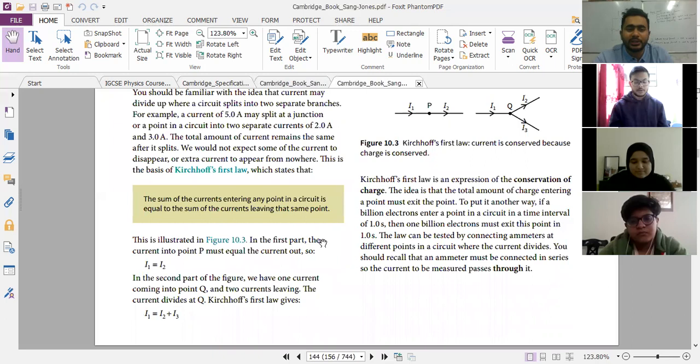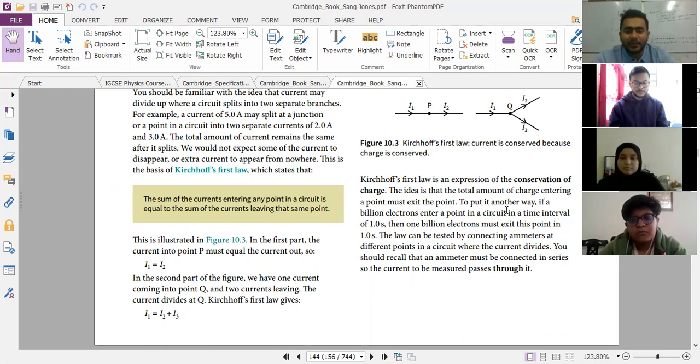We won't read the whole thing, we don't need to. Let's read. Kirchhoff's first law is an expression of conservation of charge. The idea is that the total amount of charge entering a point must exit the point. Right? Charge will not suddenly disappear. There will be the same amount of charge, right?